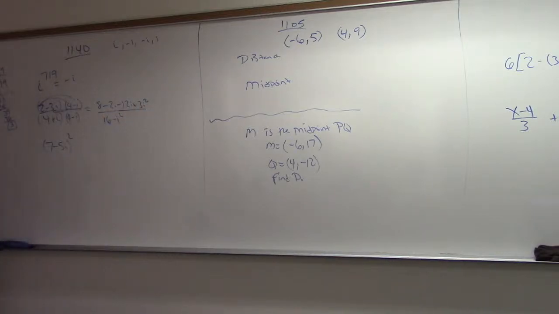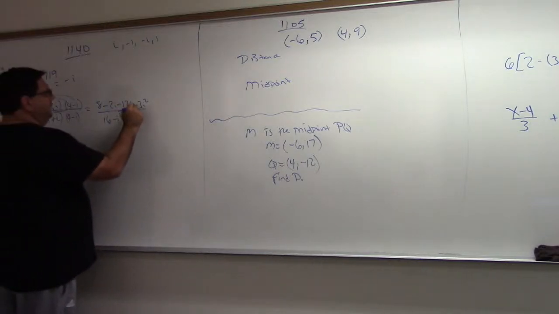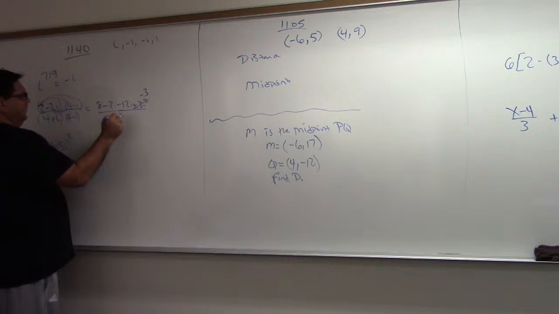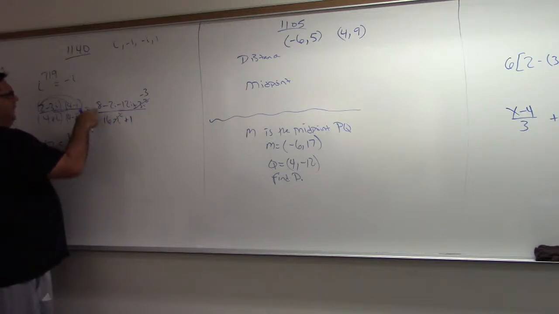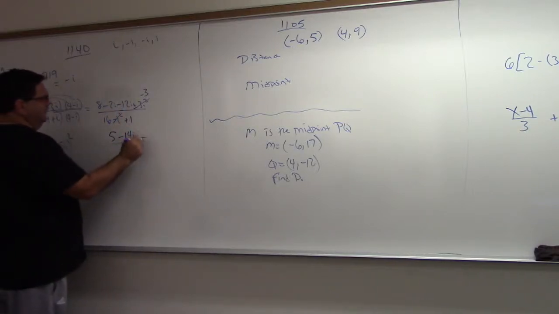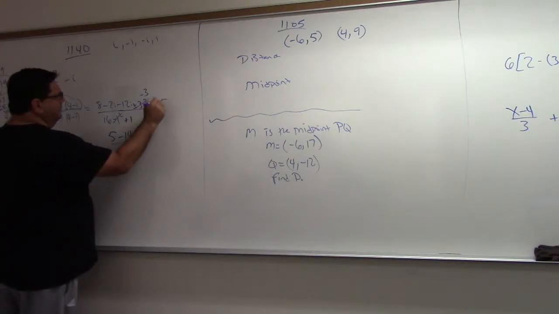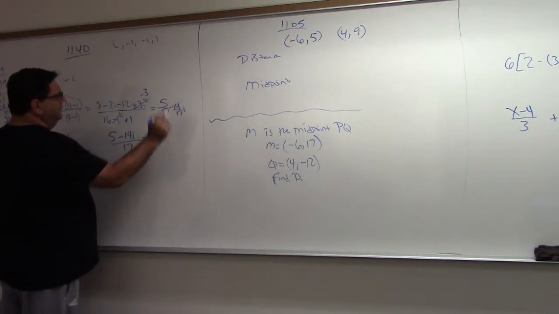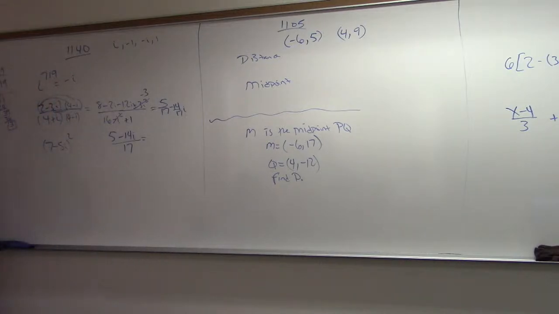Now we know i squared is negative 1, so this becomes negative 3, and this becomes positive 1. So what we have is 8 minus 3 is 5, minus 14i over 17. Writing that in standard form, it's going to be 5 over 17 minus 14 over 17 i. All right.